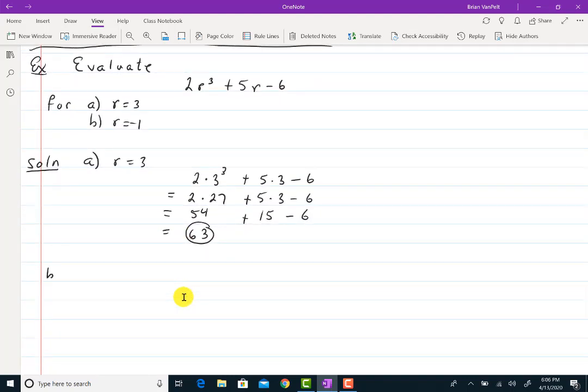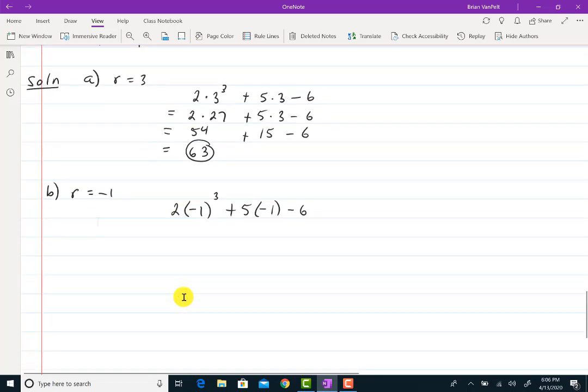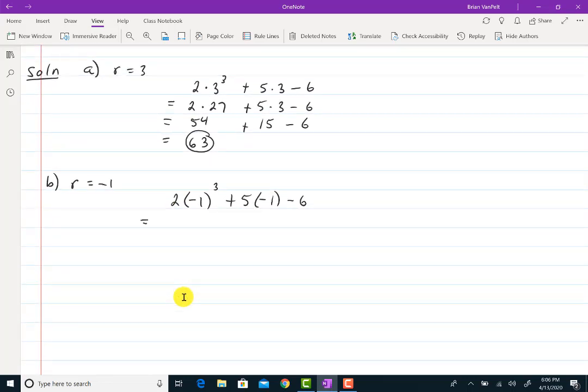For part B, r equals negative 1. I highly advise you, when plugging a negative number in for the variable, to plug it in with parentheses around it. You'll know how to work it better if you do that. And let's see what we get then. Well, negative 1 to the third is just negative 1. So I have 2 times negative 1, and I have plus 5 times negative 1 minus 6. 2 times negative 1 is negative 2, and I have minus 5 minus 6, and that's a total of minus 13.